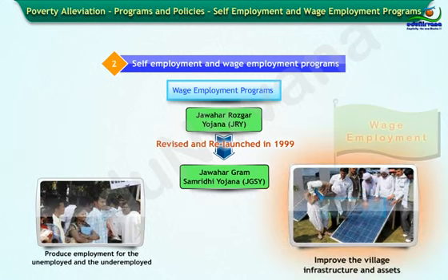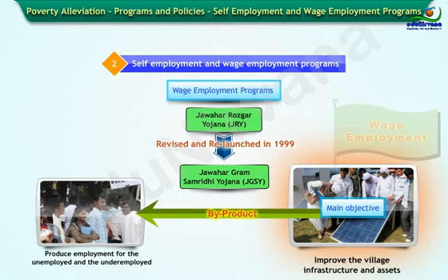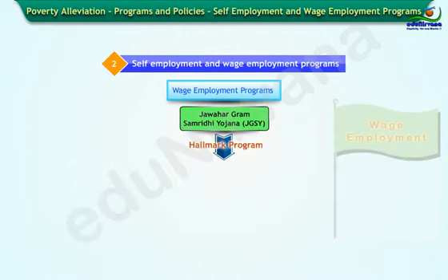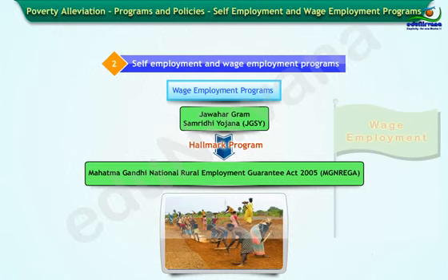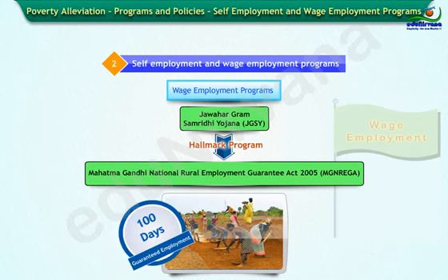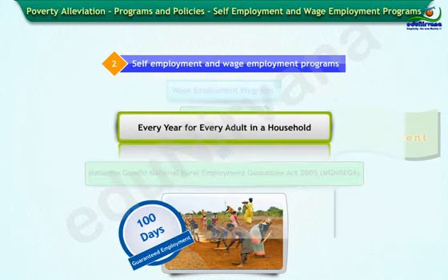The secondary objective of the JRY has become the main objective, that is, creating economic assets and infrastructure for the village, and the creation of employment is a byproduct of the main objective. One of the hallmarks of these programs was the recently launched Mahatma Gandhi National Rural Employment Guarantee Act 2005, MNREGA. It is one of the largest publicized flagship programs of the government to provide for 100 days guarantee of wage employment every year to every household whose adult member is interested to do unskilled manual work.